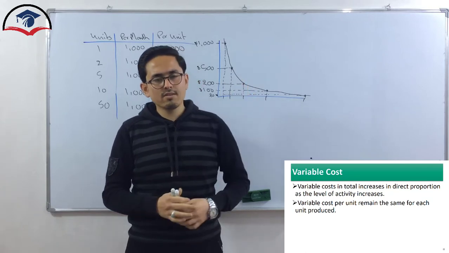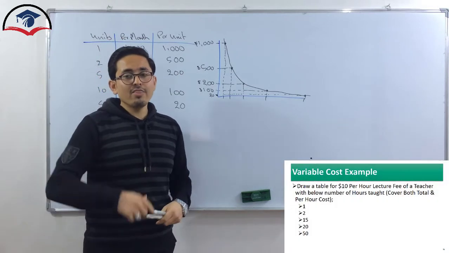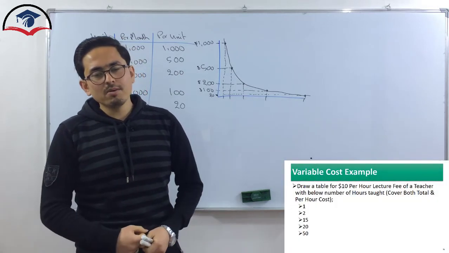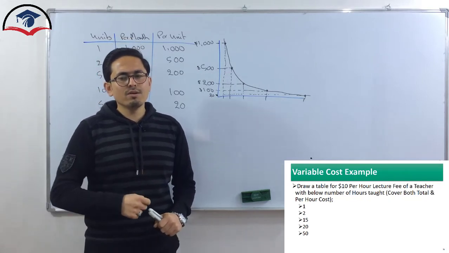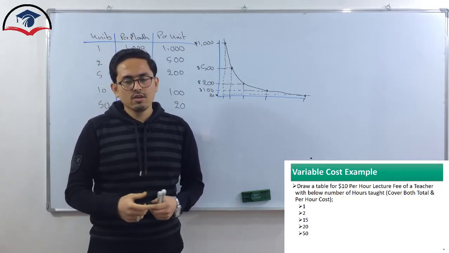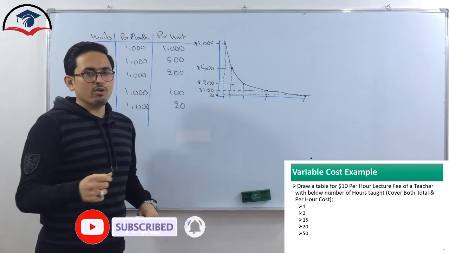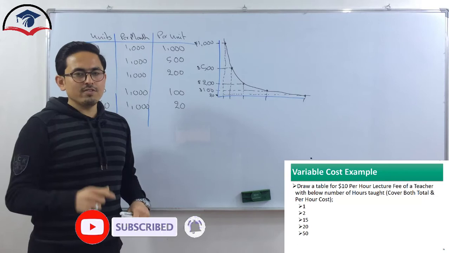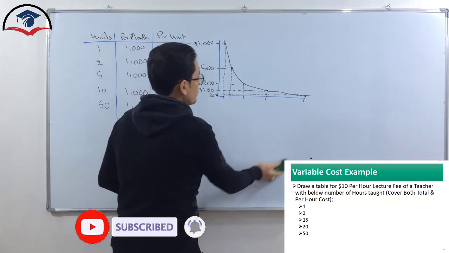Let me go with an example. It will clarify much better for you. The example says, draw a table for a $10 per hour lecture fee of a teacher with the below number of hours taught. We will cover both total and per unit basis for 1 hour, 2 hours, 15 hours, 20 hours, and 50 hours. Let me erase the board.